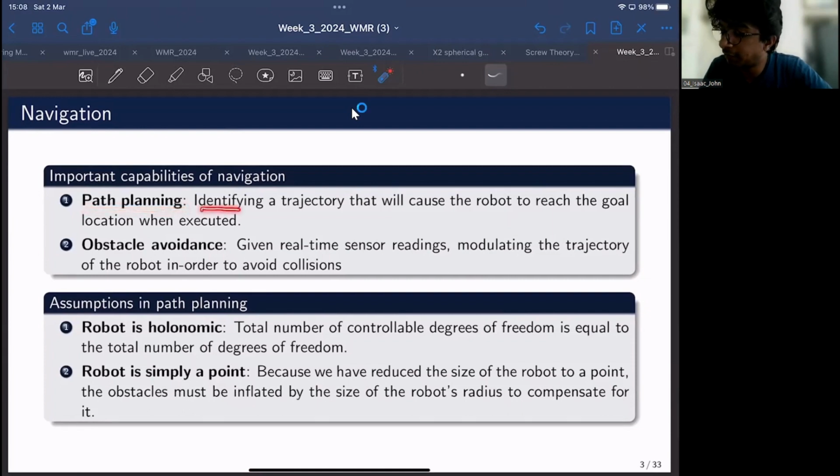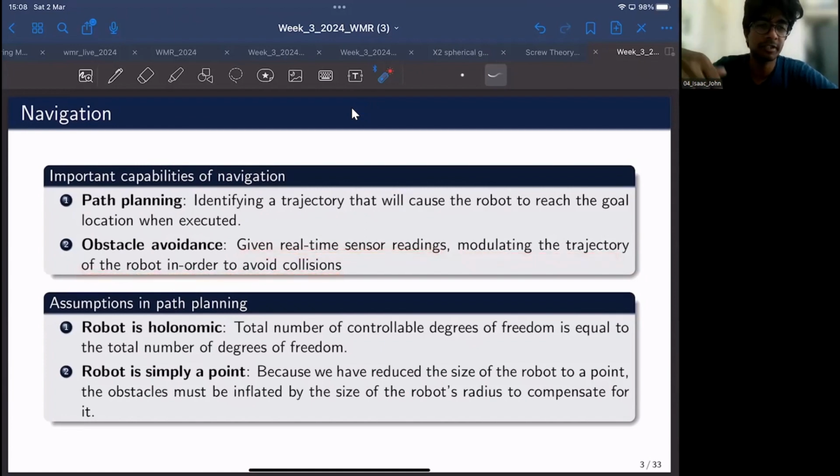It says identifying a trajectory that will cause the robot to reach the goal location when executed. So the path planning algorithm deals with choosing the most appropriate, most efficient and reliable algorithm that will take the robot from its start position to its final end position. And the second important objective is to avoid obstacles, right? It says given real-time sensor readings, modulating the trajectory of the robot in order to avoid collisions.